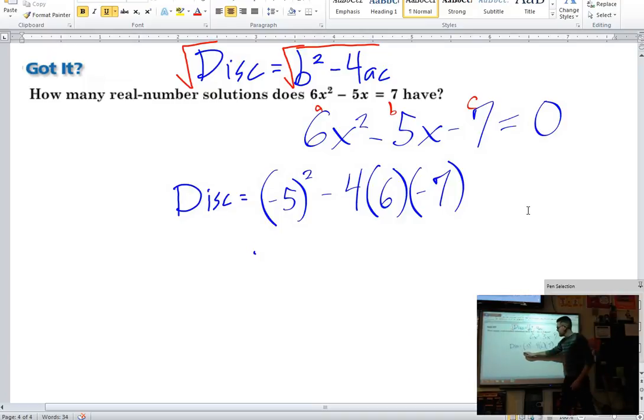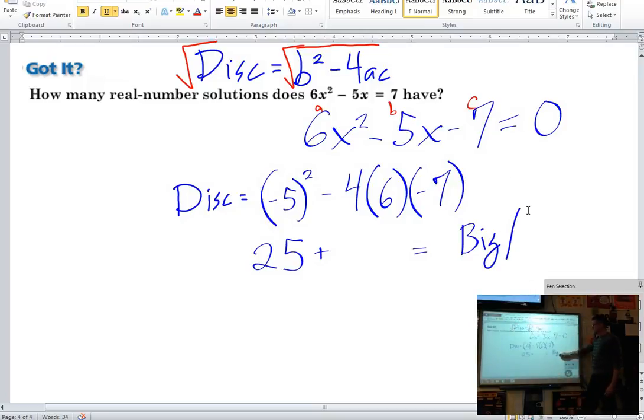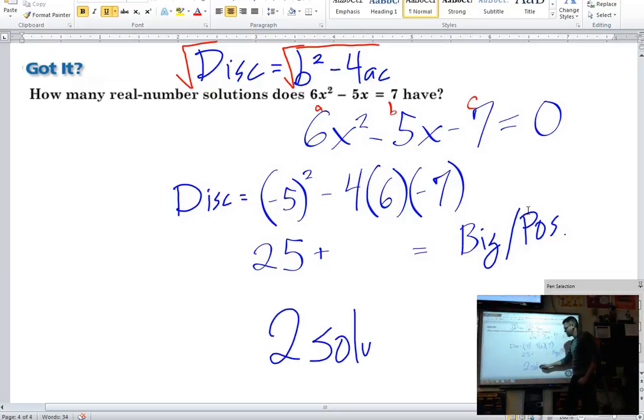So this becomes 4 times 6, 24 times 7. This is actually going to end up adding, what is it? Well, bigger than 25. It's like 193. So here's all that matters. Oh, wait. Oh, I did it wrong. Its answer is big and positive, so that tells me how many solutions will this have? Two.